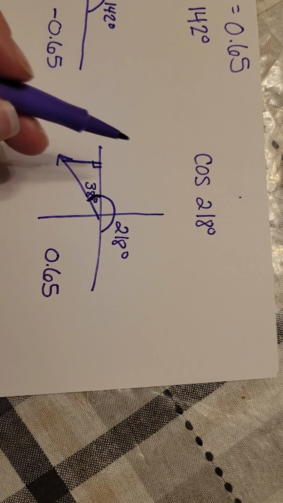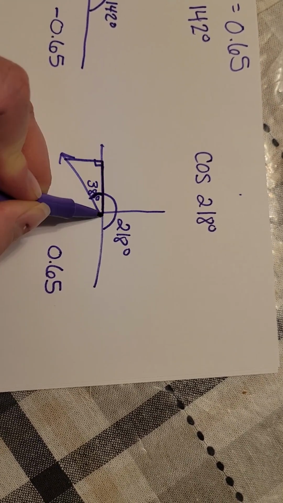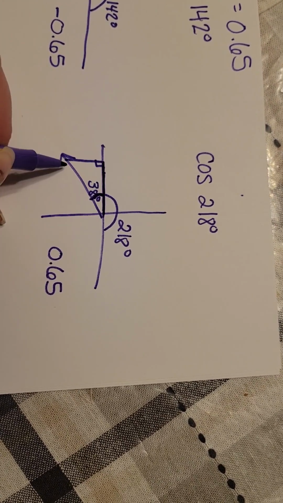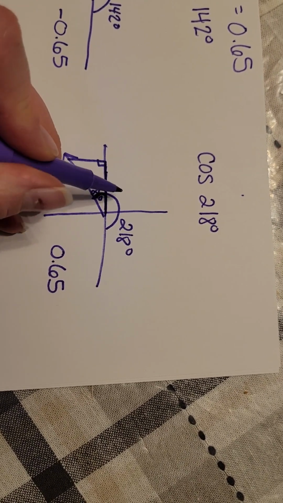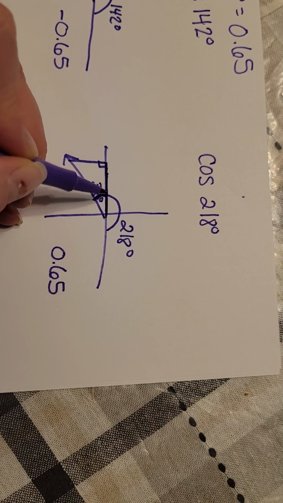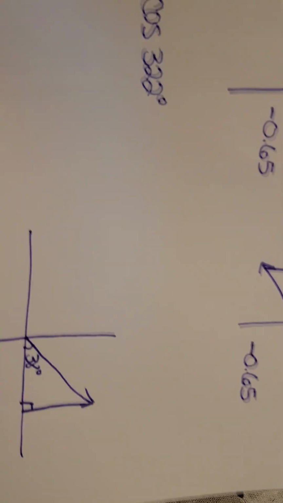But again, we have to ask ourselves, now this uses, remember, the adjacent side or the x and the hypotenuse or the r. And this is going to be negative in here because we're in that third quadrant where x is negative. So this is going to be negative.